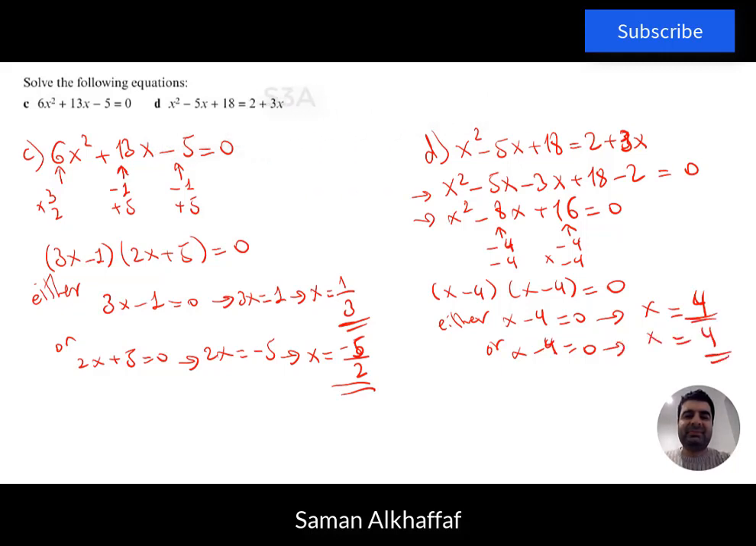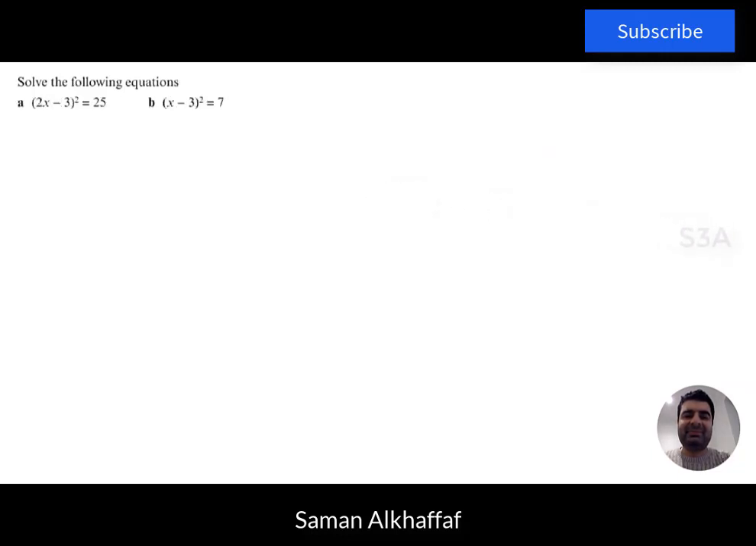So we will notice for both brackets the answer is 4, so that will tell us that we have a repeated root here, which is x is 4, and this will be our answer for this question. In this example, we need to solve the expression shown, so we'll start with part A.